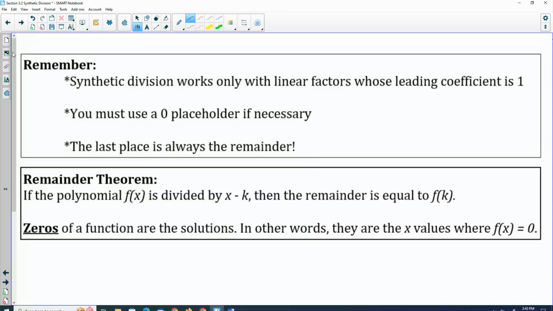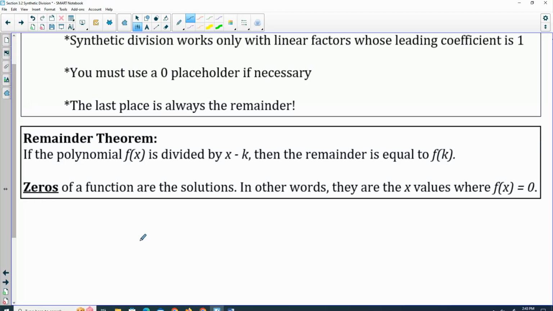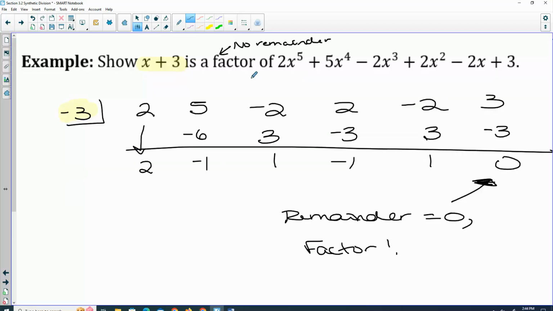So a couple other things. The remainder theorem is kind of a cool shortcut. If all we care about is the remainder, it actually works that your remainder is equal to f of k. In other words, if I go back, everybody grab a calculator for me. So we were dividing by -3, right, when we did this?